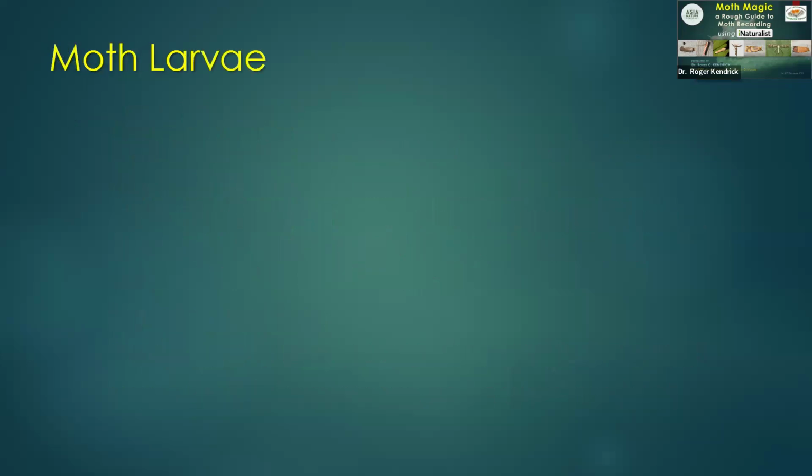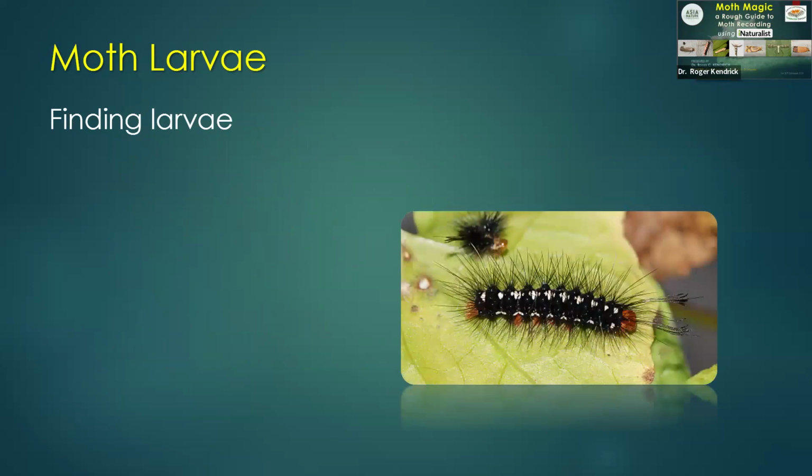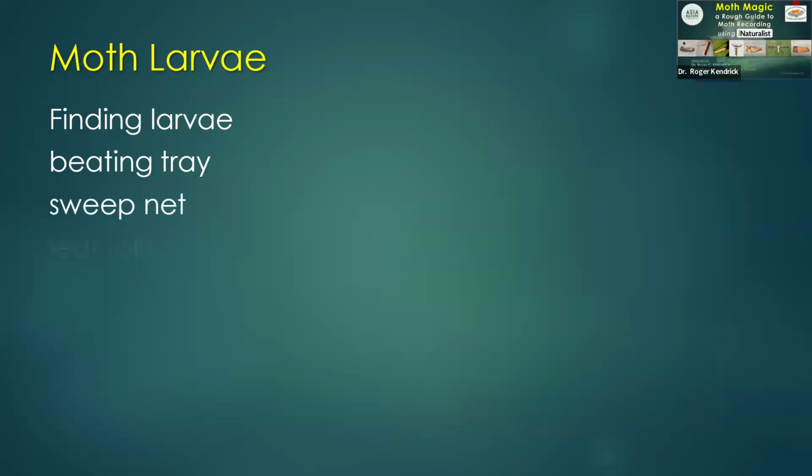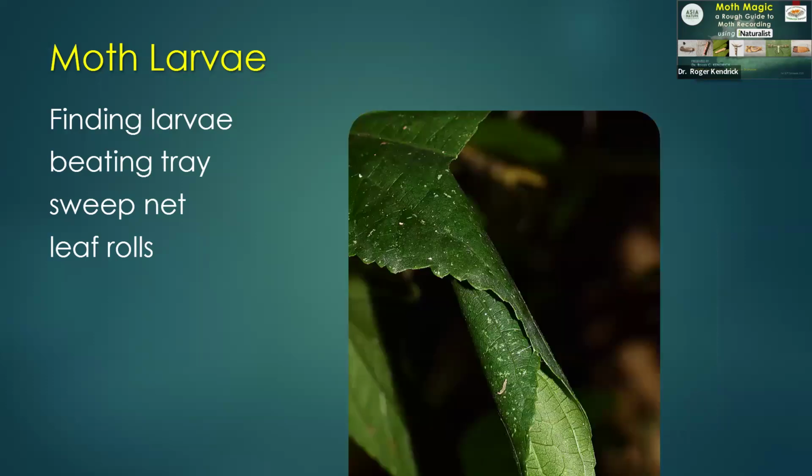Now, a little bit specific on the larvae. How to find them? Answer, you need to open your eyes and look carefully. We all know what larvae look like, right? Well, some are hairy like this, some are not hairy. But key equipment could be things like a beating tray or a sweep net or learning to look for leaf rolls. So equipment might be your eyes or a camera.